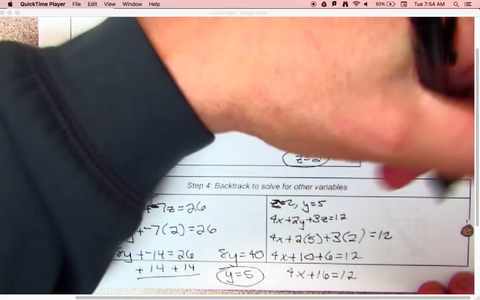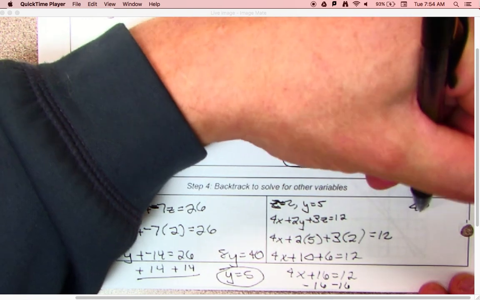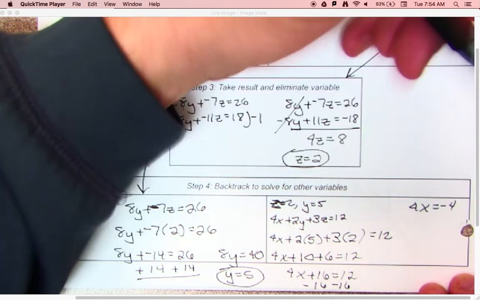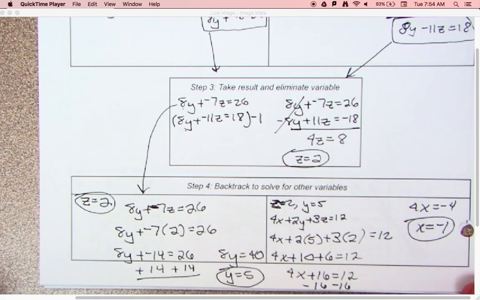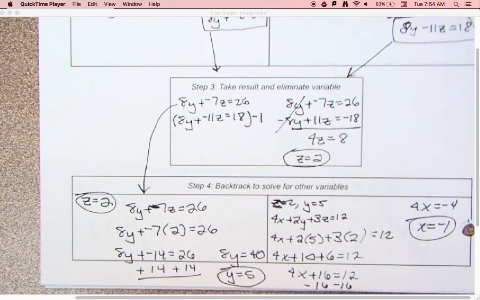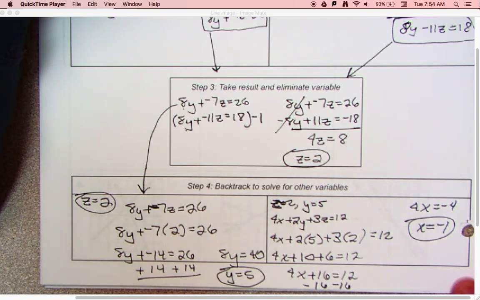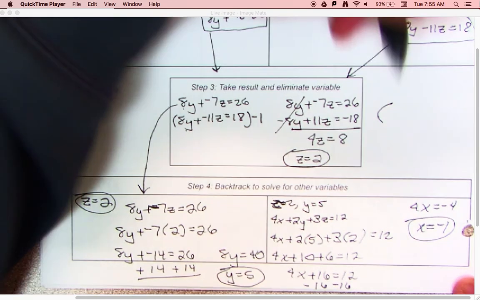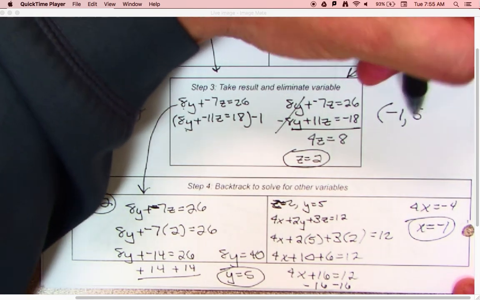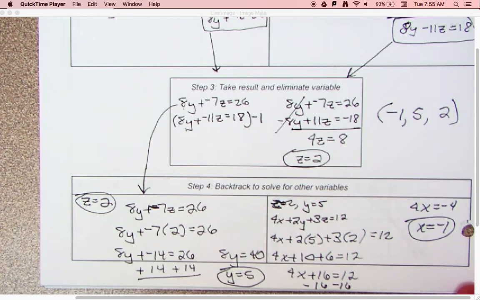If I come up over here, let's take away 16, and you get 4x equals negative 4. That means x equals negative 1. Boom. All right, we're done. However, this is a coordinate. This is a three-dimensional coordinate. And in order to write this properly, we want to write it in coordinate form. And so our coordinates, we write x, and then y, and then z. So that's a coordinate out in space: negative 1, 5, 2. And that's your final answer.